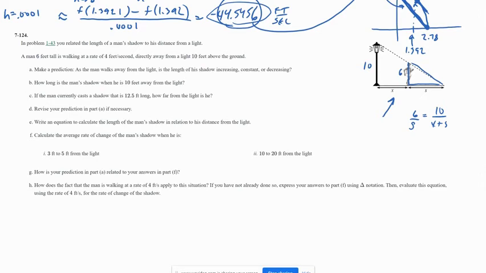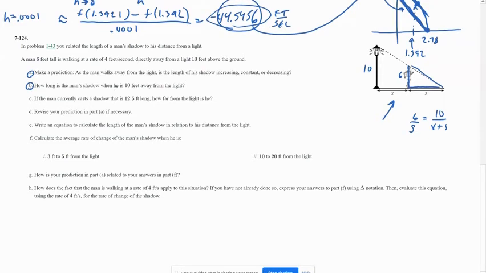Part A, make a prediction. As the man walks away from the light, is the length of his shadow increasing, constant, or decreasing? So there's not really any wrong answer for that. You're just making a guess of what you think is going to happen. Part B, how long is the man's shadow when he is 10 feet away from the light? And so that's when x is 10.